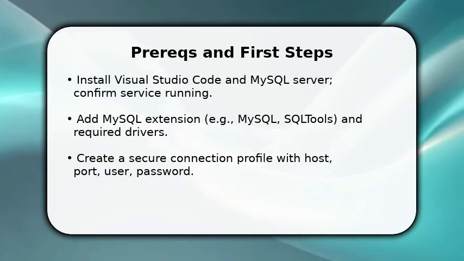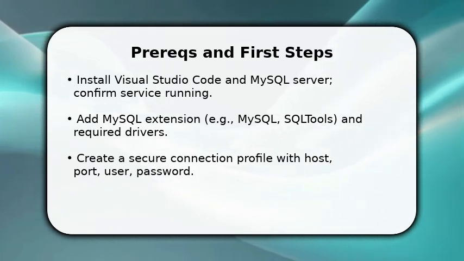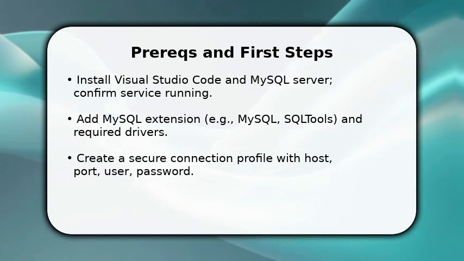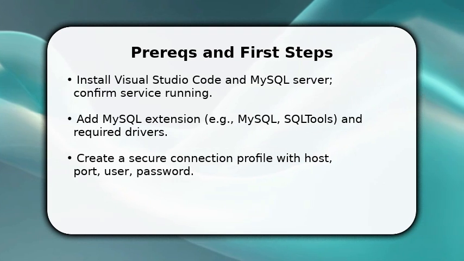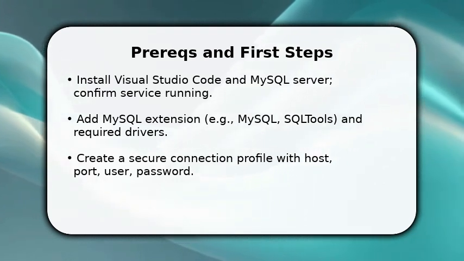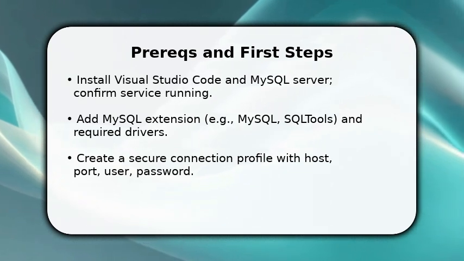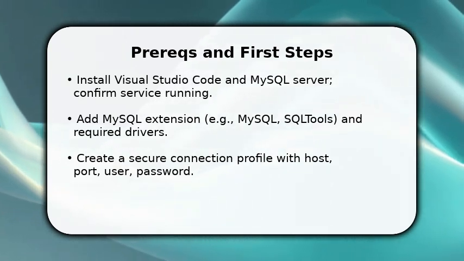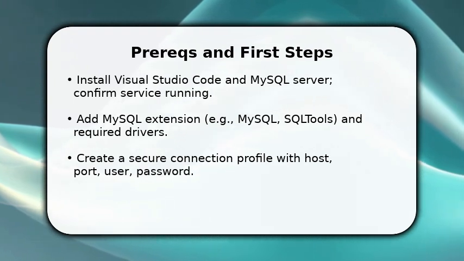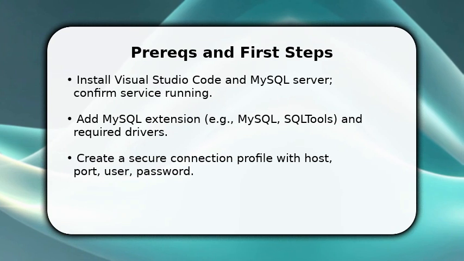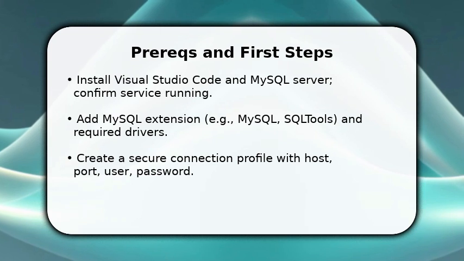You start by confirming prerequisites and taking the first actionable steps. Install Visual Studio Code and a running MySQL server, then add a MySQL extension such as SQL Tools. Once done, create a connection profile with host, port, username, and password. You should store it securely in the extension settings. Make sure to test the connection now so you can proceed. This avoids later interruptions and lets you open databases directly inside VSCode for queries and schema browsing.